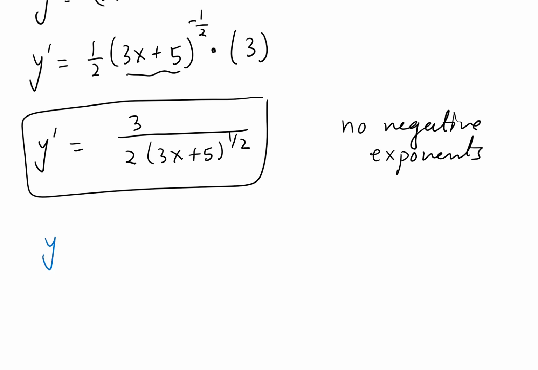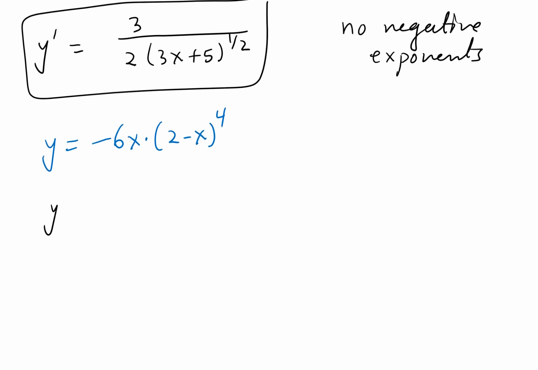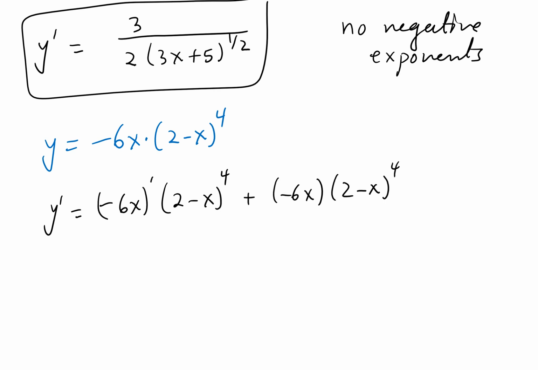Another example, say negative 6x times (2 minus x) to the 4th power. Well, the times reminds me of what? Of the product rule. The product rule says take the first one, differentiate it, plus take the second one here, and differentiate it.